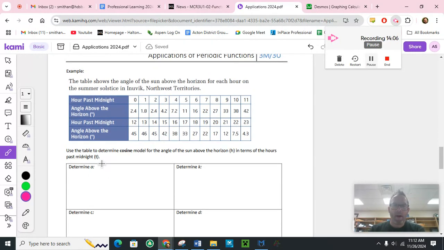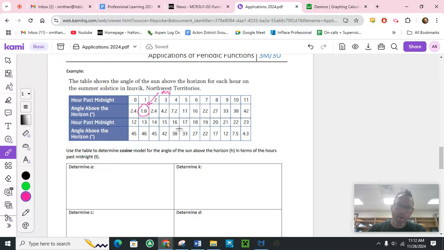So to determine our amplitude and our axis, we actually have to dig through our raw data, and we have to find where's the maximum value and where's the minimum value. So I can see here that 1.8 is my min, and I can see that 46 is my max. And so that allows me to determine my value of A. I will subtract those and divide by 2. Well, that's 44.2. I think that's 22.1.